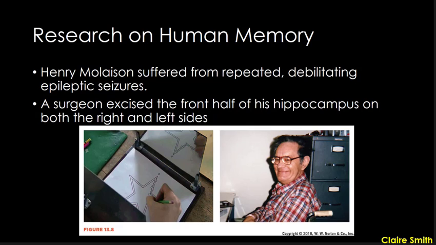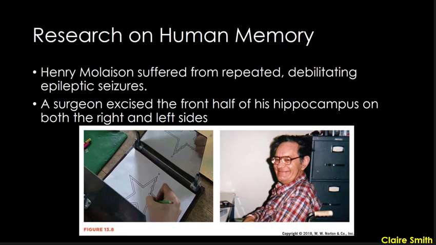But HM was a case study. Henry Molaison suffered from repeated debilitating epileptic seizures, and he had seizures for his whole life, and was on anti-seizure medication for a long time. Eventually, the seizure medication stopped working. So HM underwent a bilateral medial temporal lobe removal, which removed bilaterally, so on both sides of his brain, his hippocampus.